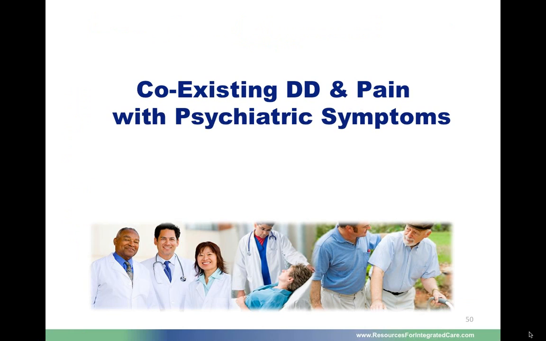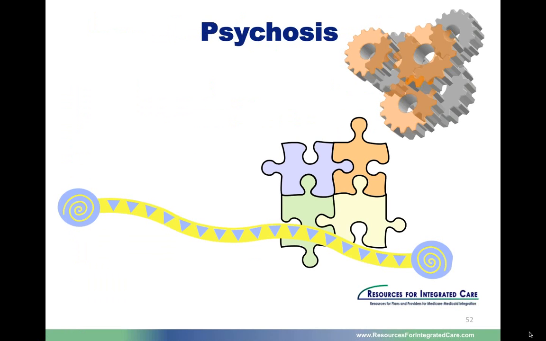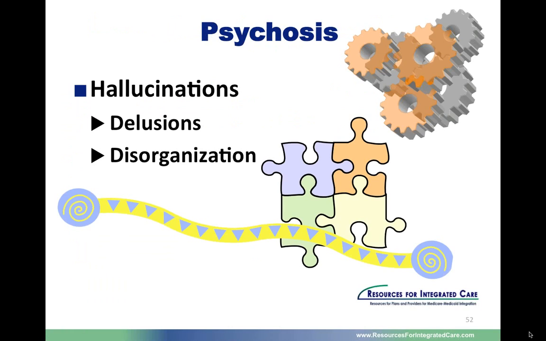So we're going to spend a little time talking about developmental disabilities and pain with the added feature of psychiatric symptomatology. We're going to cover some major mental health issues: psychosis, depression, bipolar illness, dementias, and behavioral problems. Psychosis in general, and the three major components.